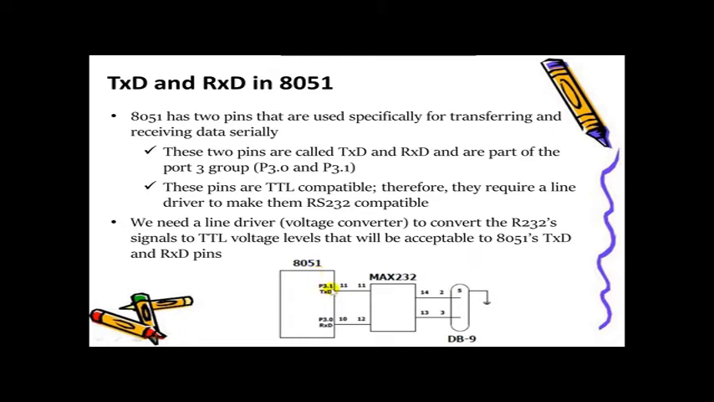We need a line driver, that is a voltage converter, to convert the RS232 signal to the TTL voltage level that is acceptable to the 8051 TXD and RXD pins. 8051 P3.1 and P3.0, MAX232. As shown in the diagram, when the 8051 is connected to the DB9 connector, it has to go through the MAX232. As we already discussed, it requires a level converter. Here the MAX232 acts as a level converter between the DB9 connector, that is RS232, and the 8051.